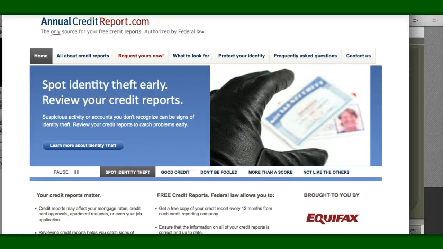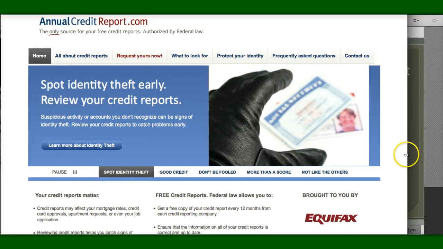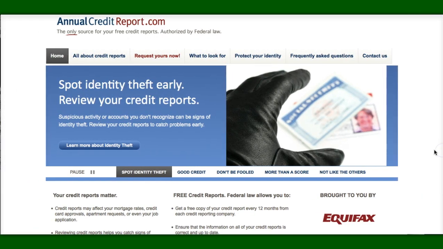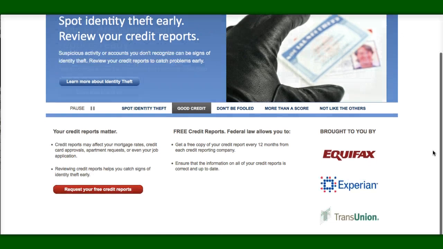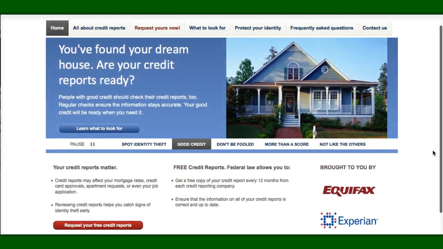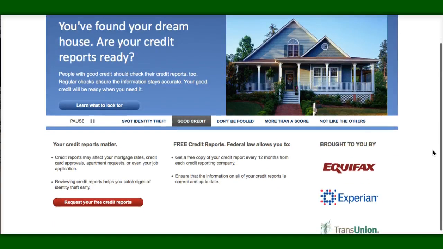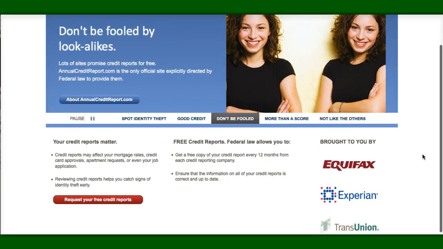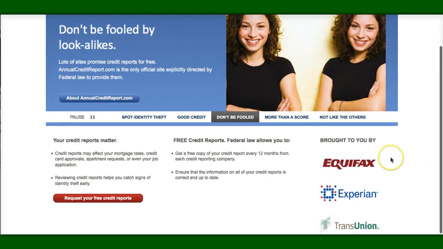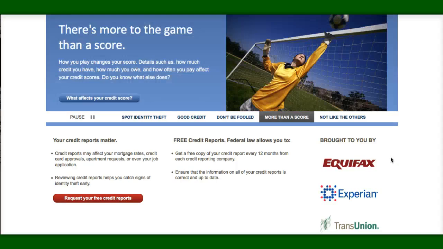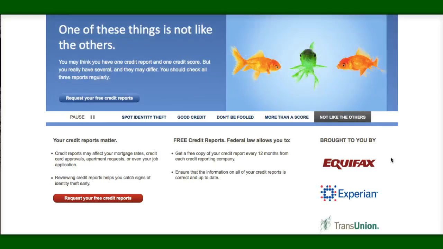So let's kind of look here. This one is a free one because you live in Colorado. Not all states allow you to get a free one, but you have access each year to pull your credit report. A credit report is going to have information on it like your job history, whether you pay your bills on time, loans, your addresses, names that you've used.